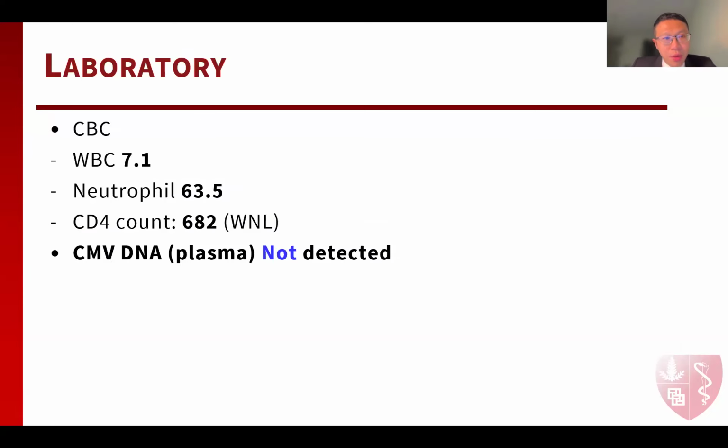Laboratory shows the white count has actually returned back to normal, and the CD4 count also increased a lot to the normal range. And in the plasma, there is no CMV DNA.